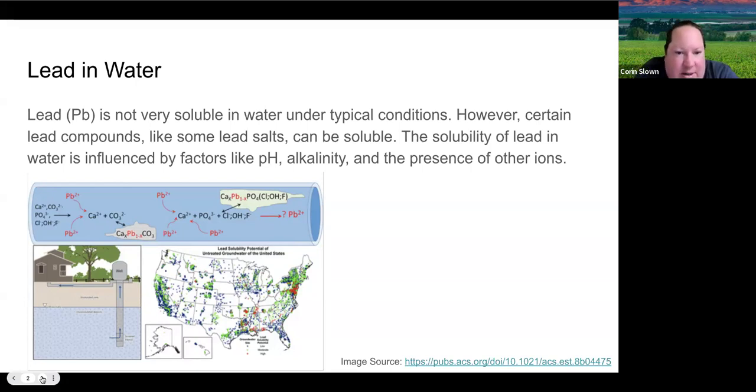So the visual that you see here is an example of the chemistry that occurs in just about all of the lead pipes that are used for plumbing groundwater into homes in the United States. And the map is actually from an article that was published where they looked at the solubility potential of untreated groundwater. Most groundwater is accessed via a well, and then that well water is either treated or untreated and then plumbed into homes.